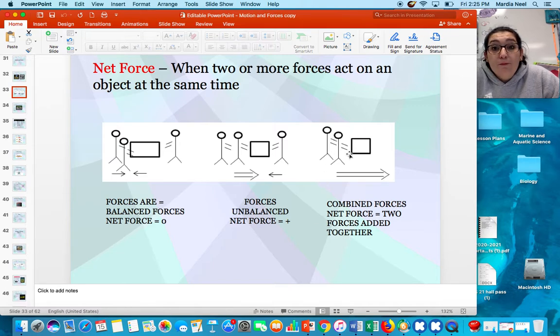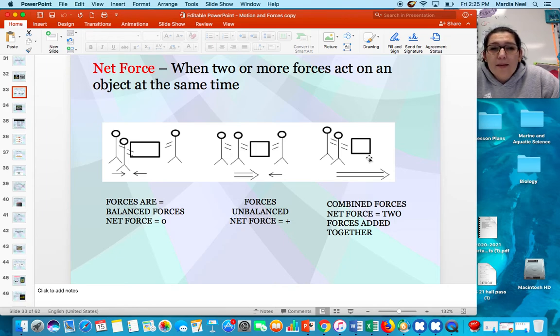Last, we have combined forces. So there's nobody on the other side of the box. So it's just you and your friend, and you're pushing the box. So you're just going to add the two forces together. And the net force is going to be positive because movement is going to happen.